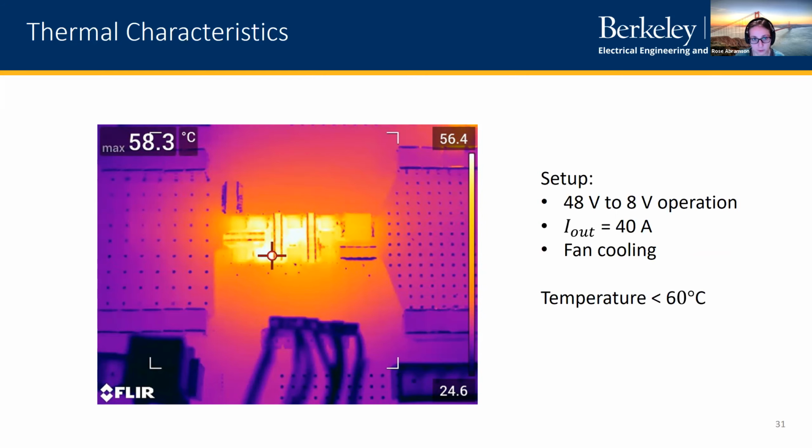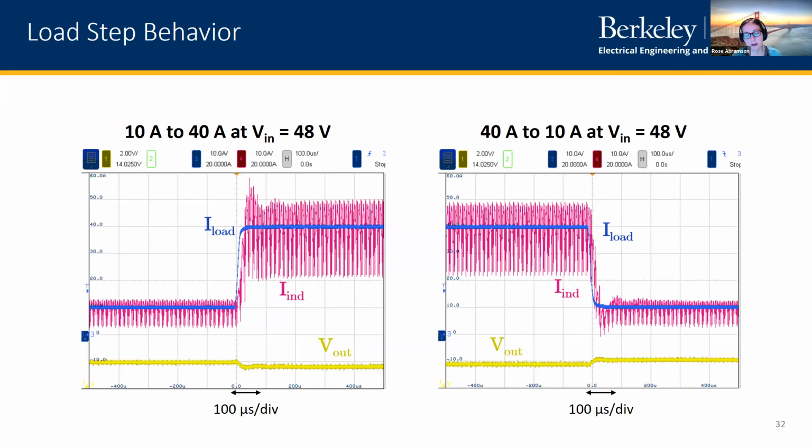So I'll move on. We also tested load step behavior. And as this is a first stage converter for an unregulated intermediate bus voltage, the main thing that we're concerned about is, is this converter stable? Is it not going to just go off the rails when we rapidly increase or decrease the demanded current? So we did both a step up and a step down.